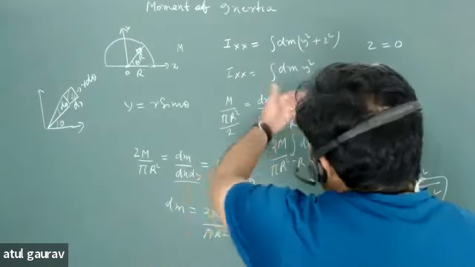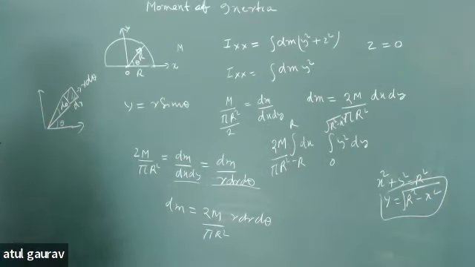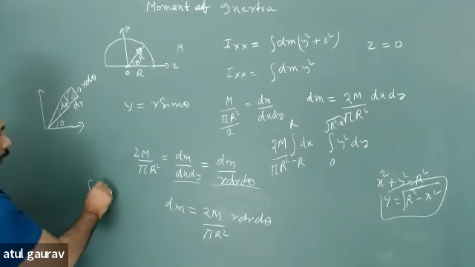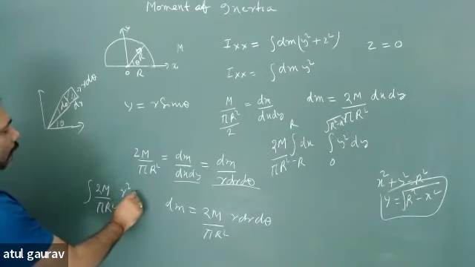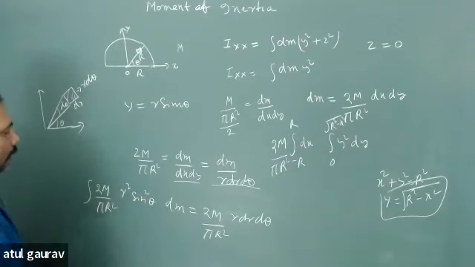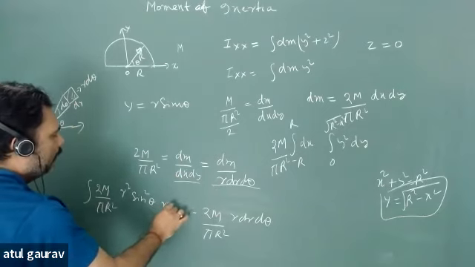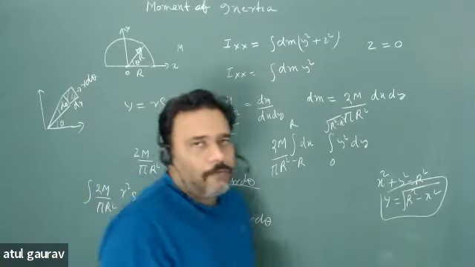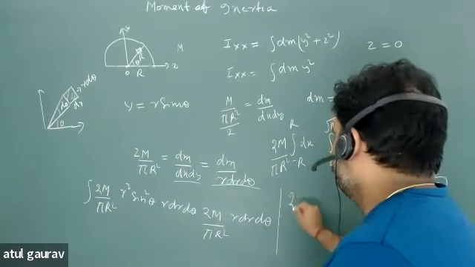So now if we are going to transform it, then look at how easily we can solve it. What will happen? I can write dm as 2m pi r square, and what is y square? That is r square sin square theta, and in spite of dx into dy, I have to write r dr d theta. And now you can see, if we are going to integrate it, then what will happen?